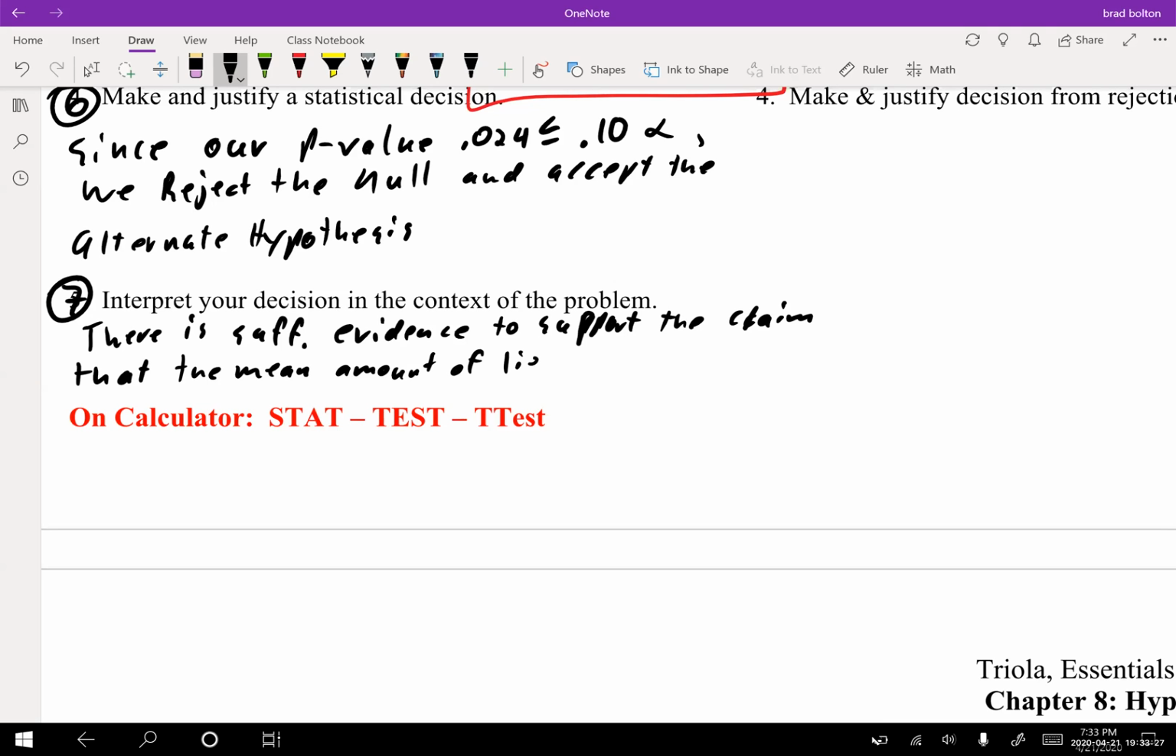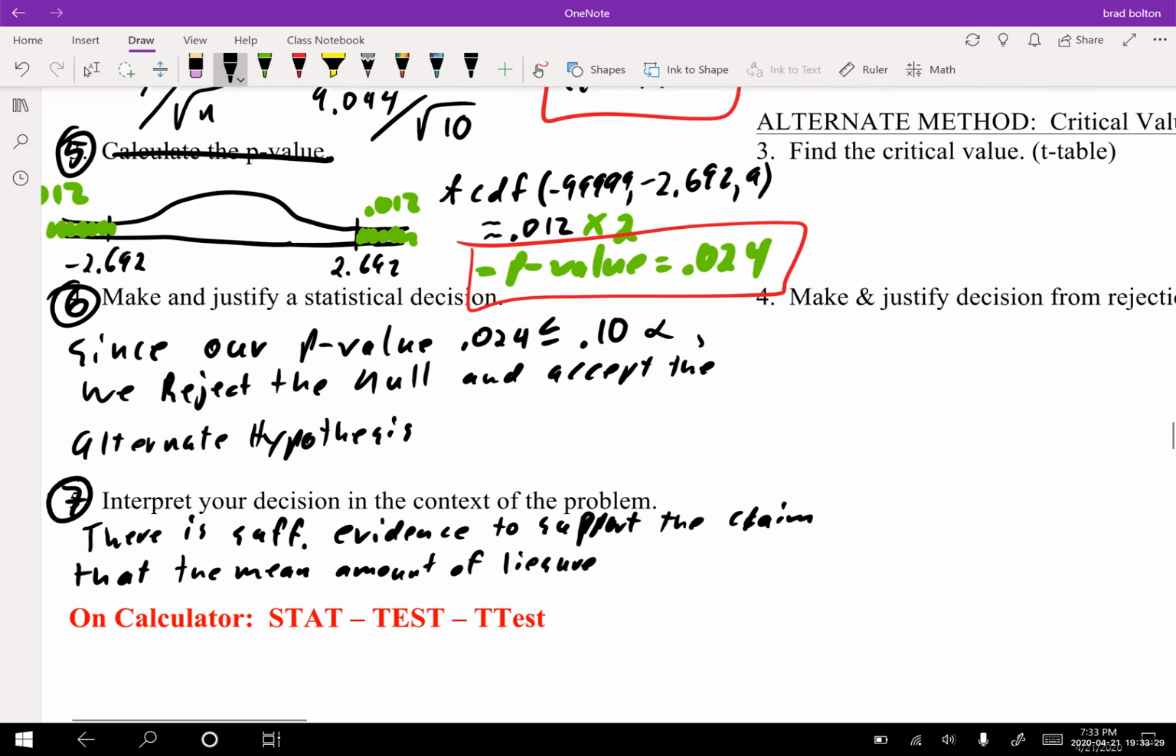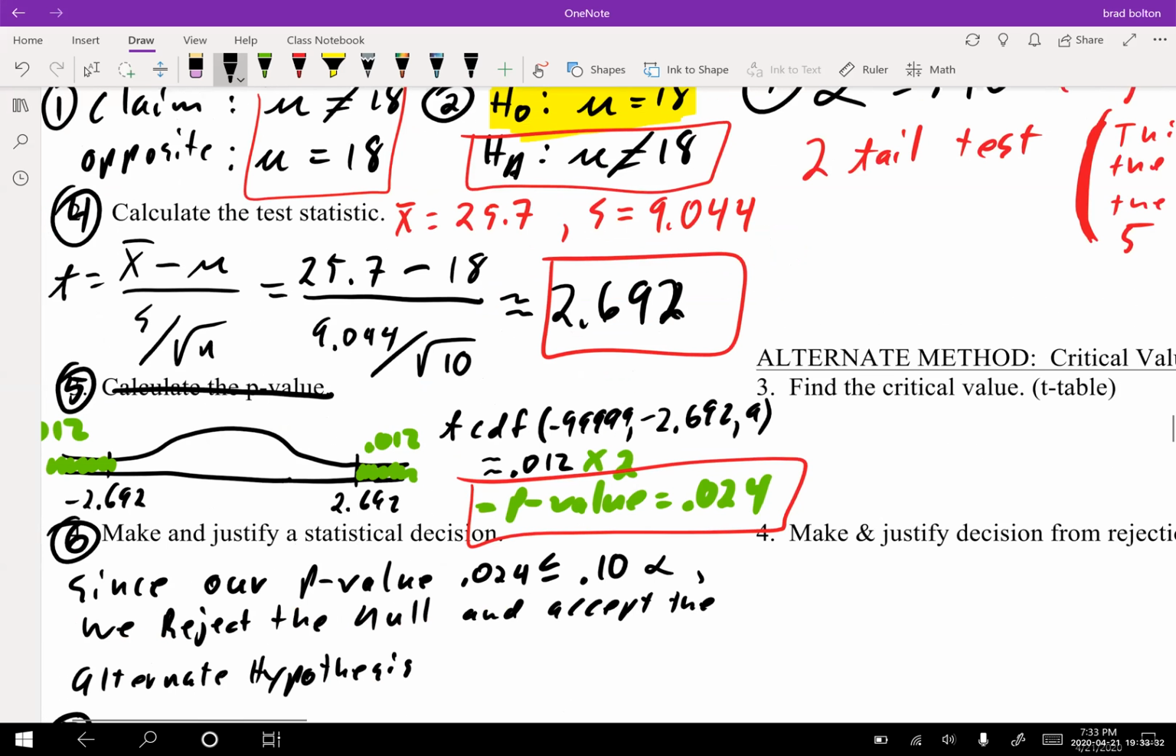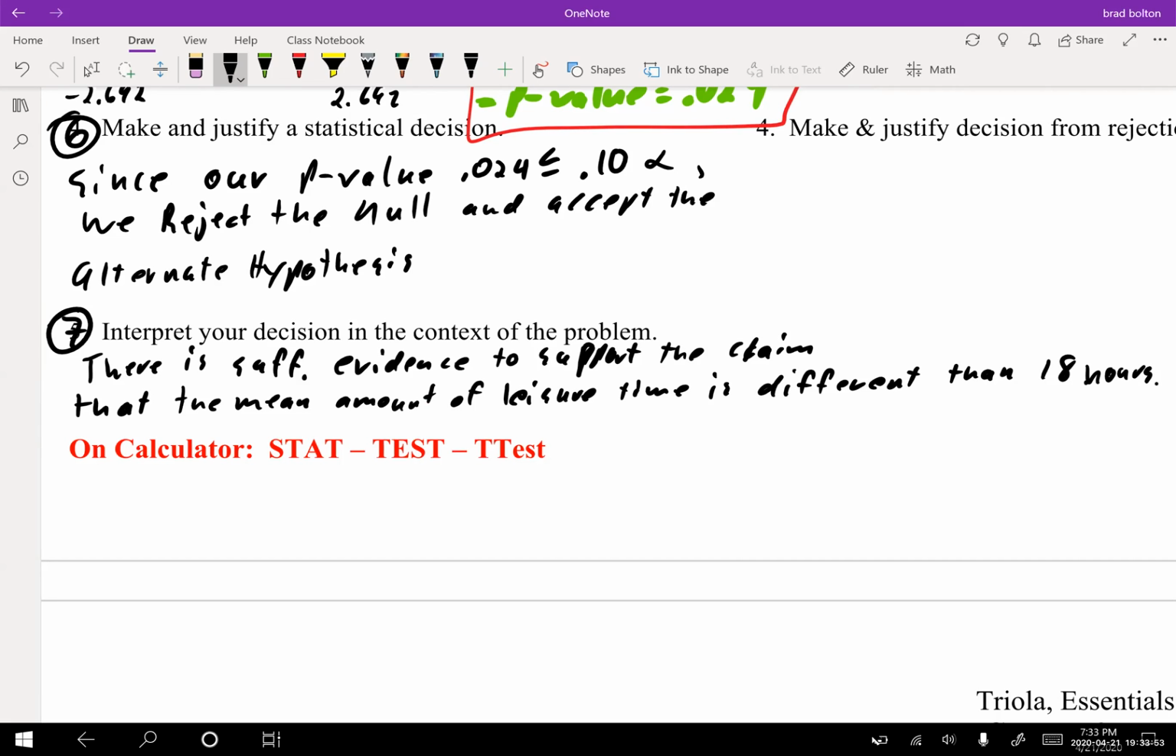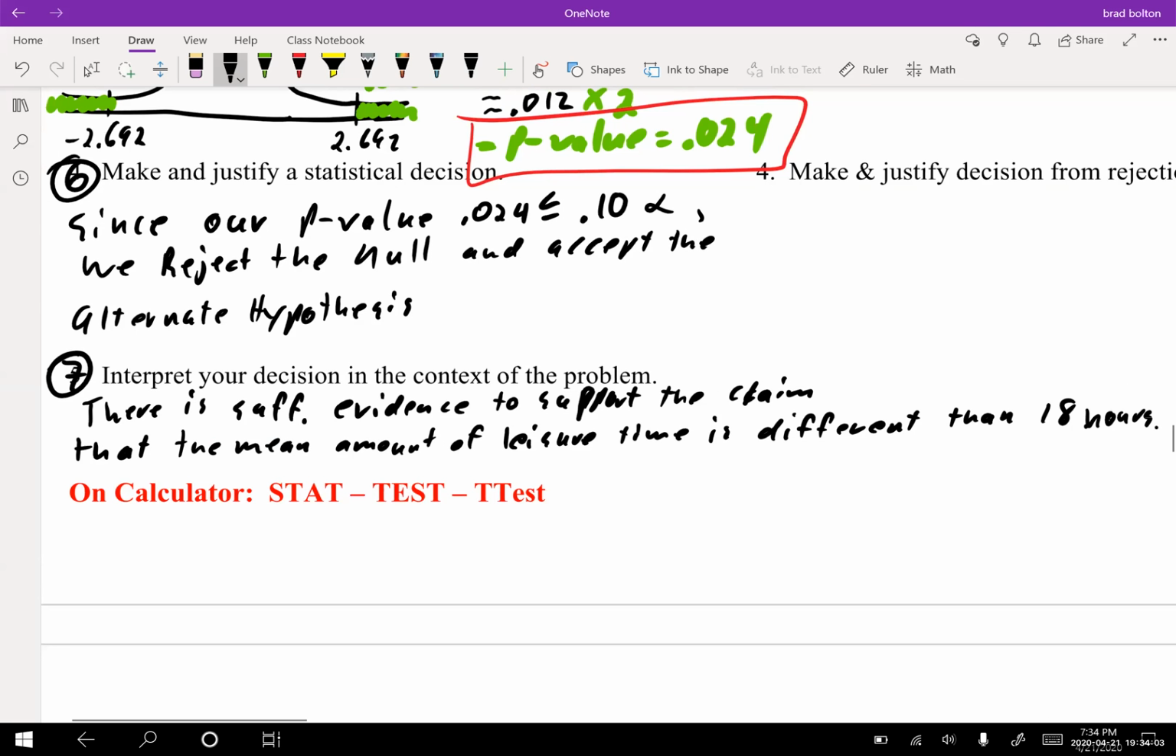of leisure, how do you spell leisure? Let's see. E-I, no, I always spell it backwards. E-I, leisure time, is different than 18. I think it's 18 hours per week or something like that. Okay, is everybody okay with that? So this is how you can do it by hand, from scratch, doing everything.